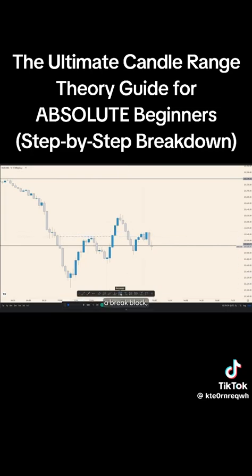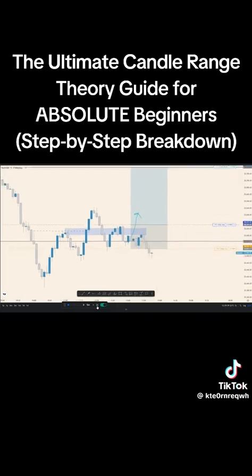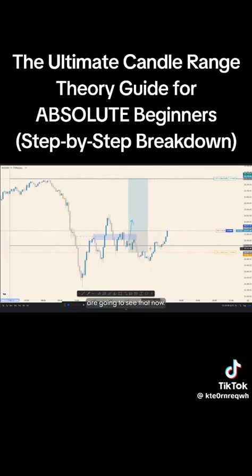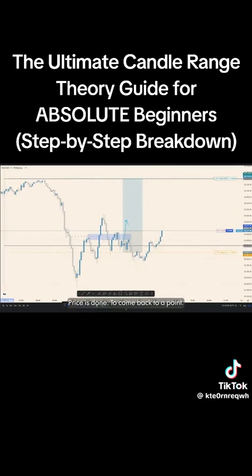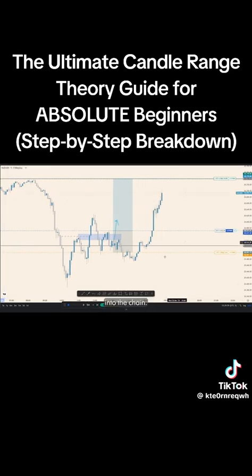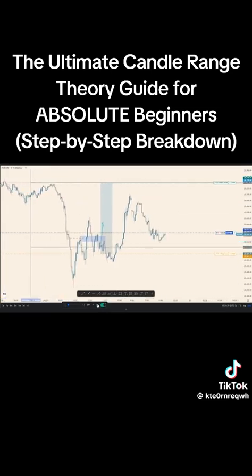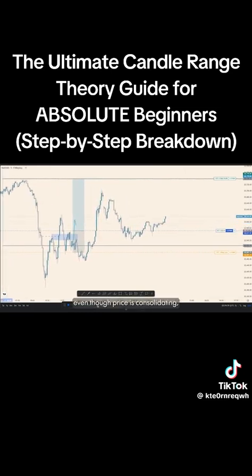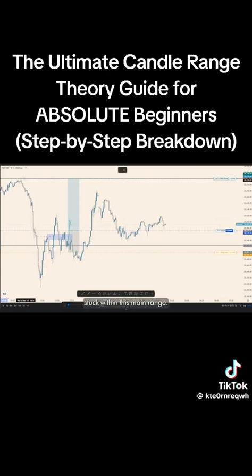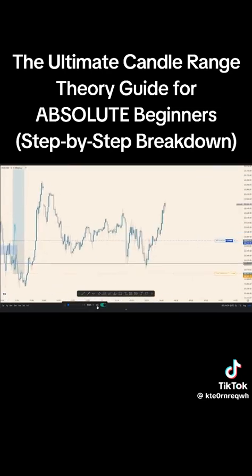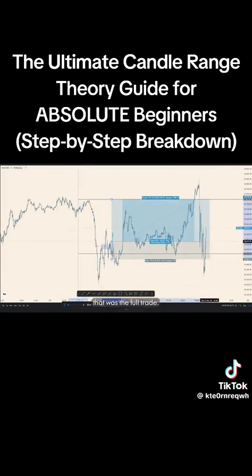And now we need to identify a break block, which is this one that we can use right over here. Given that we are below this, we can just wait for price to fully inverse this area and then go to the upside, and then we enter a trade to target the opposing side of the range. I can also see that now price is starting to come back to our point, and now we are triggered into the trade. You can see even though price is consolidating, it is still stuck within this main range. And there you go. So as you can see, that was the full trade.